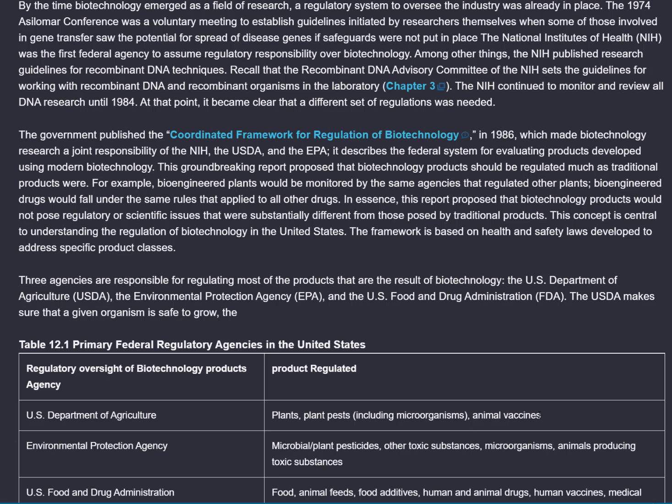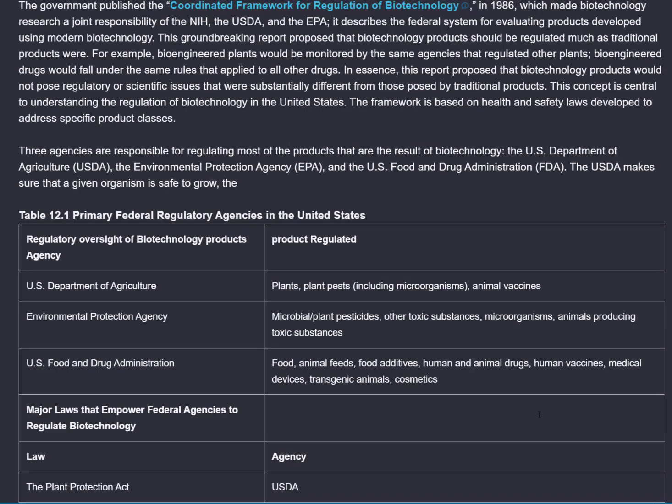At that point, it became clear that a different set of regulations was needed. The government published the Coordinated Framework for Regulation of Biotechnology in 1986, which made biotechnology research a joint responsibility of the NIH, the USDA, and the EPA. It describes the federal system for evaluating products developed using modern biotechnology.